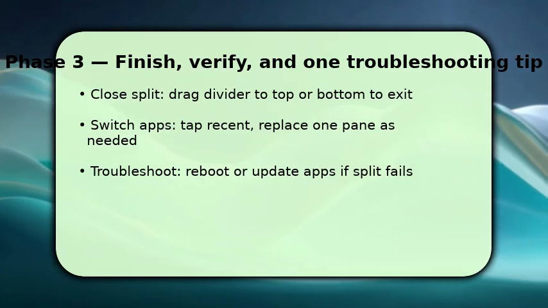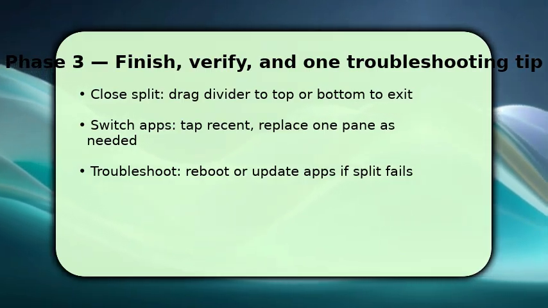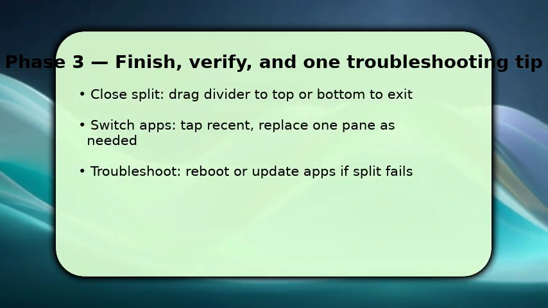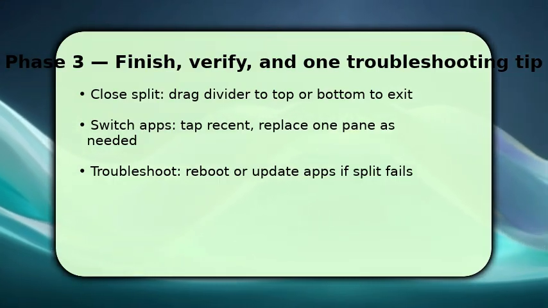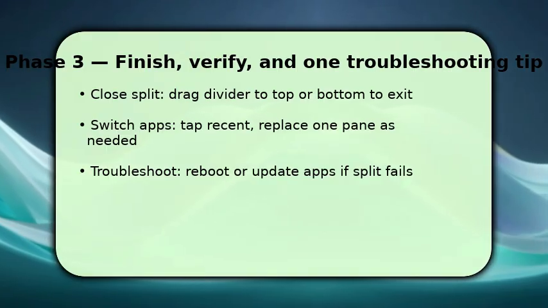If split screen fails, make sure both apps are updated, reboot the phone, and try again. This clears transient UI issues. If a specific app still blocks splitting, use an alternative app or check app settings.